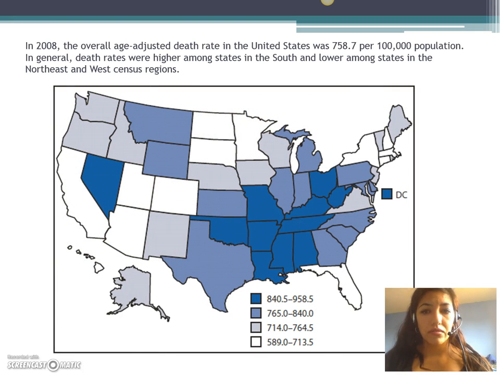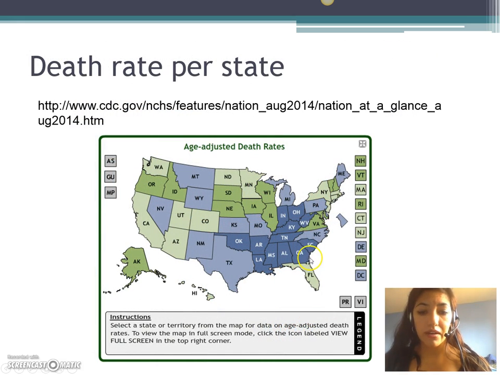Now, basically, as of '08, the overall age-adjusted death rate in the U.S. was 758.7 per 100,000 in the population. In general, death rates are higher among states in the South and lower among states in the Northeast and West census regions. So this is just a typical breakdown, a visual, so you could see where we typically have the higher death rate. So this is the age-adjusted death rate.